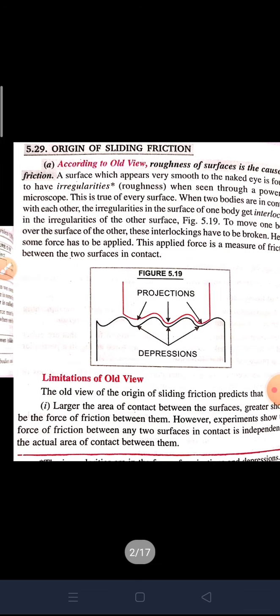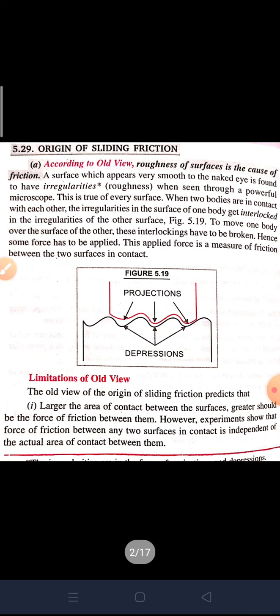Thus force of friction is the force that develops at the surfaces of contact of two bodies, and it opposes their relative motion. After that we'll see the origin of sliding friction. We'll see there are two theories. One is the old view and another is the modern view.